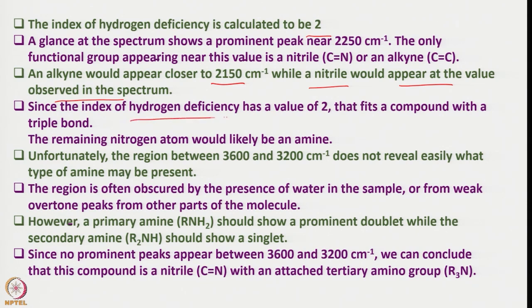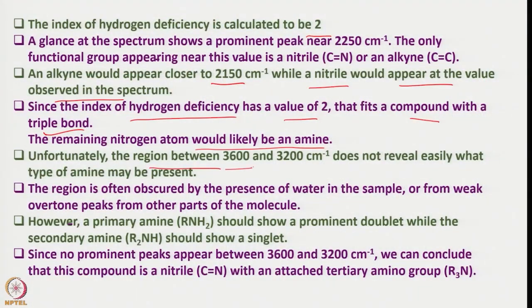Since the index of hydrogen deficiency has a value of 2, it fits a compound with a triple bond. If a triple bond is there, the value will be 2. The remaining nitrogen atom would likely be an amine. So in that case, if one is going as a nitrile group, the other should be, yes, NH2 or some amine.